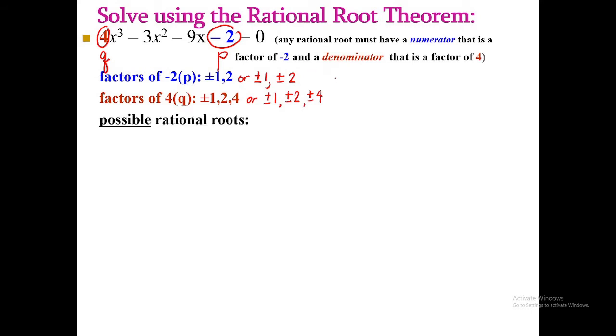To get the possible roots, it's so simple. We use the formula I showed earlier, p over q. The values of p are 1 and 2, and the values of q are 1, 2, and 4. What I'm going to do is start with 1 over each q. So 1, 2, and 4 become the denominators one by one: 1 over 1, 1 over 2, 1 over 4.